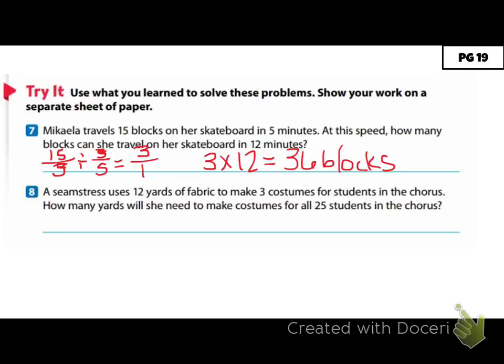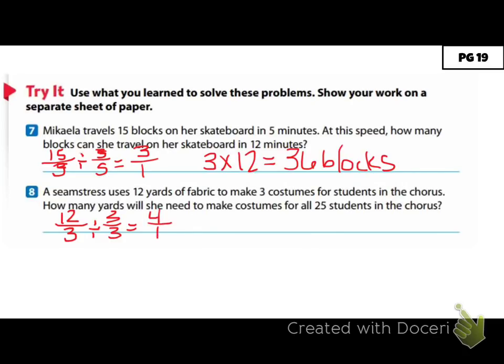Number 8, a seamstress uses 12 yards of fabric to make 3 costumes for students in the choir. How many yards will she need to make costumes for all 25 students? So, start with your original ratio, which is 12 yards to 3 costumes. We're going to divide by our bottom number. 12 divided by 3 is 4 over 1.